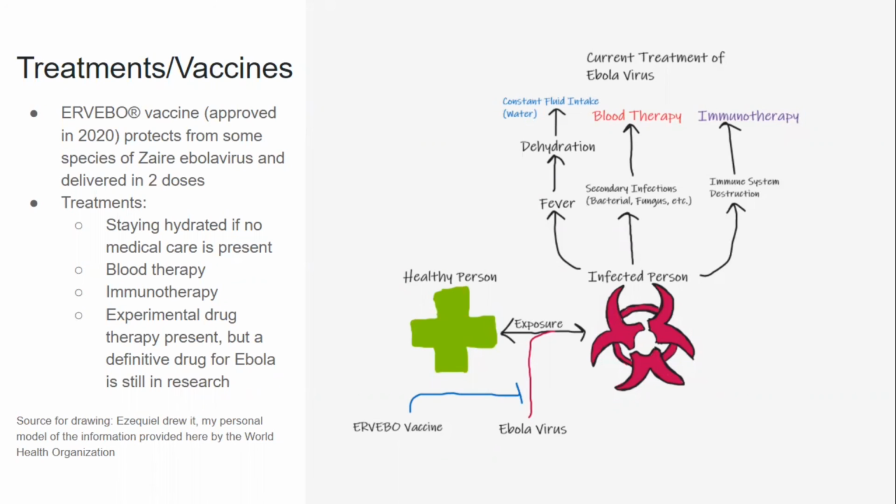But in 2020, the Ervebo vaccine administered in 2 doses was approved, which can aid in the prevention of infection by certain species of Zaire Ebola virus. Of course, a person with the vaccine can still become infected if exposed to such species of Zaire Ebola virus, as no vaccines are 100% effective.